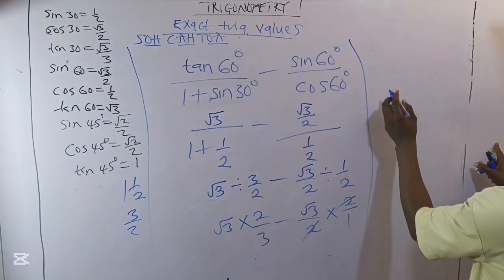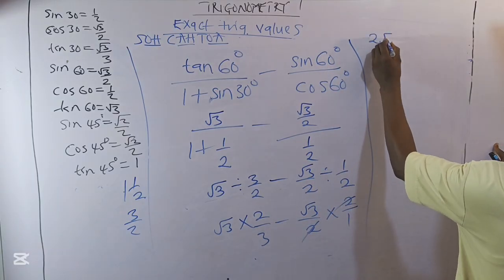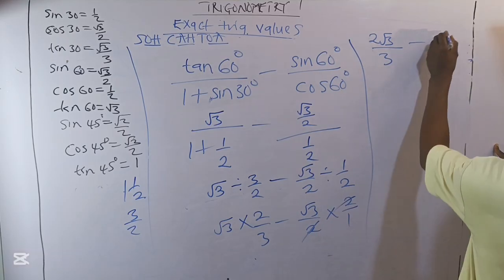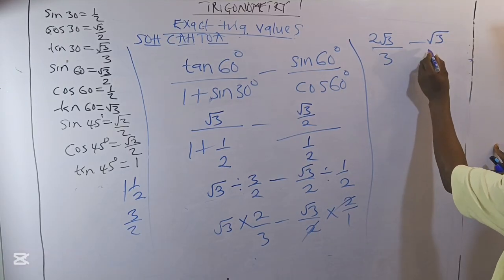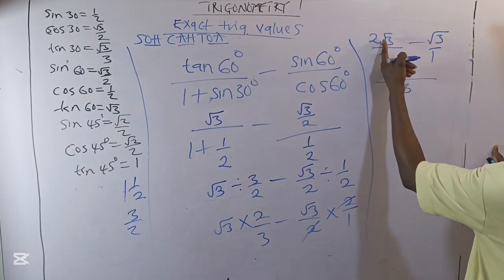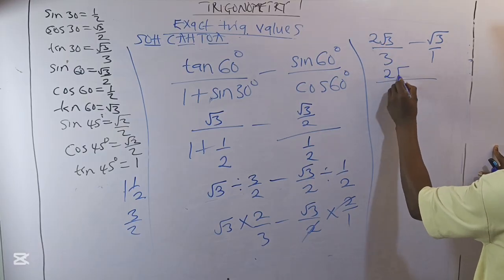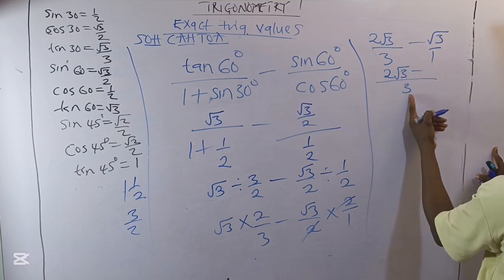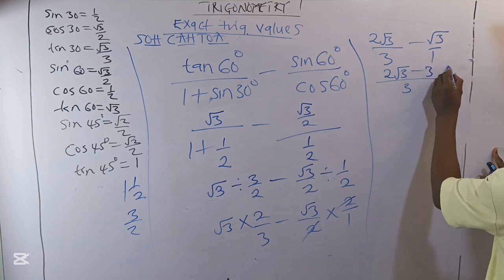And I'll have 2 root 3 all over 3. Minus root 3. This can be over 1. LCM will give me 3. 3 into 3, 1. 1 times 2 root 3 will give me 2 root 3. Minus 1 into 3 will give me 3. And 3 times root 3 will give me 3 root 3.